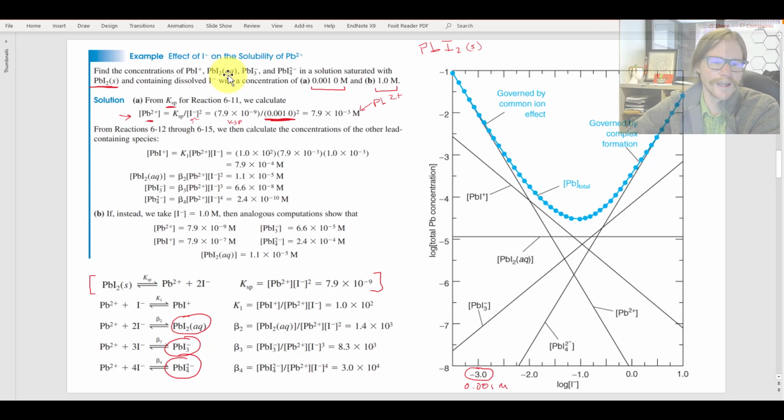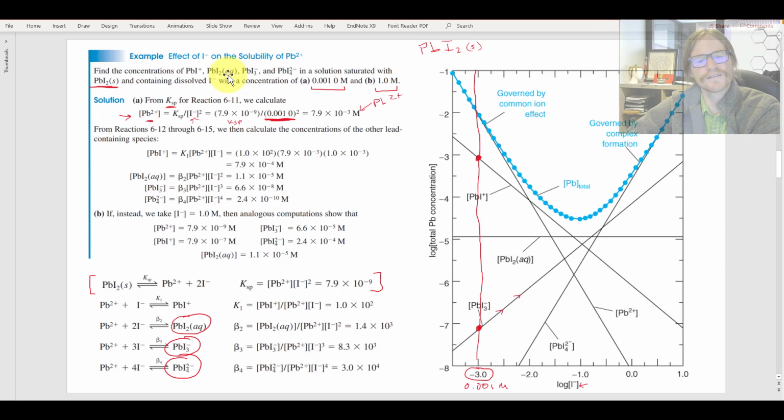So if you follow any one of these lines, you could compute exactly what the concentration of that complex would be under any conditions of lead or of iodide concentration. And so in this case, we are thinking about 0.001 molar. So I'll just draw a line that's sort of roughly tracing this. And anytime this vertical red line intersects one of those black lines denoting the concentration of any complex, that would be the concentration of that complex at that iodide concentration.